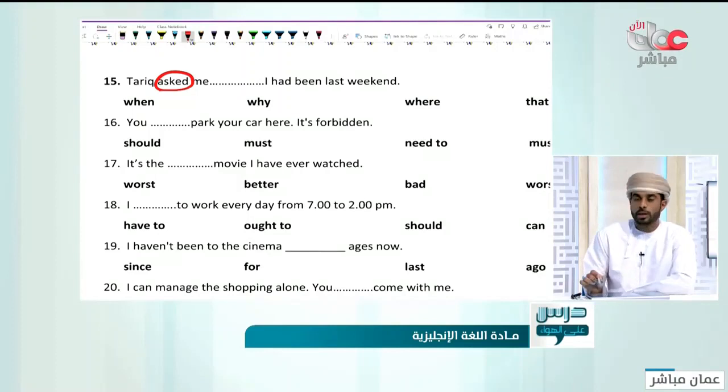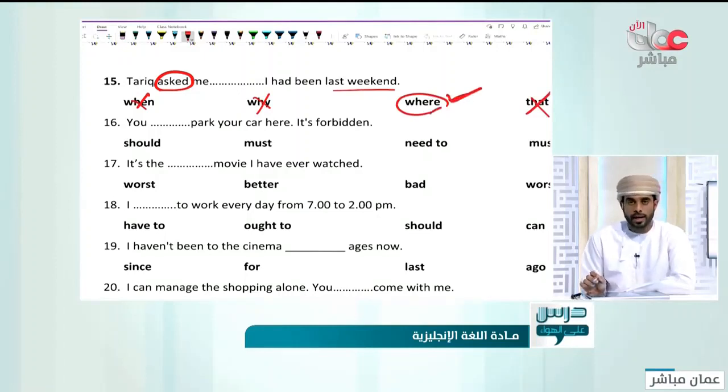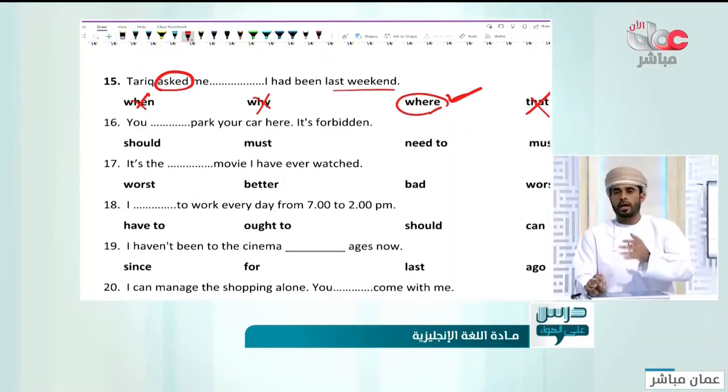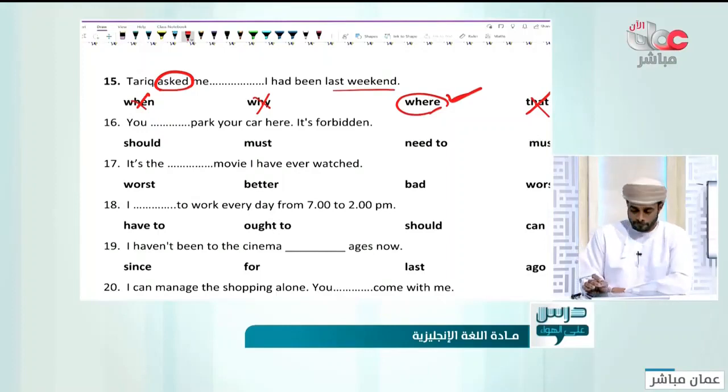So which of those WH words would work in here? When I had been, no. Why I had been last weekend, no. Where, yes. "Where I had been" works because it is a reported question. And you know the difference between when and where and how and the other WH words. Good.